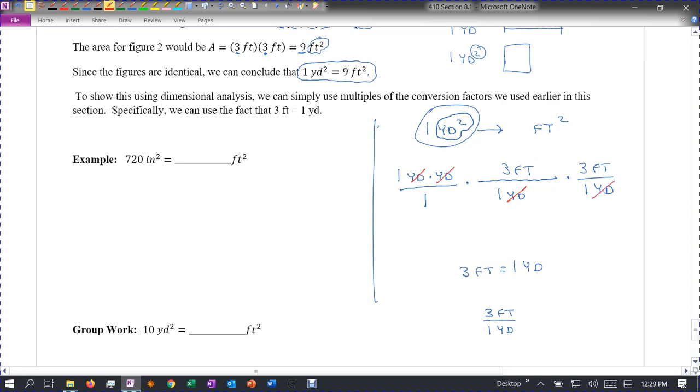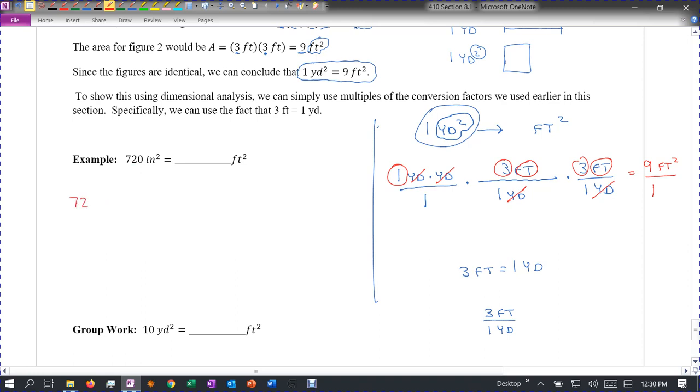And now you can see that if you multiply across the top, 1 times 3 times 3, then feet times feet. On the top, you're going to get 9 feet squared, and on the bottom, you get 1, and that's just 9 feet squared, which is what we said the answer should be. So we have to be extremely careful when we're doing dimensional analysis with areas.